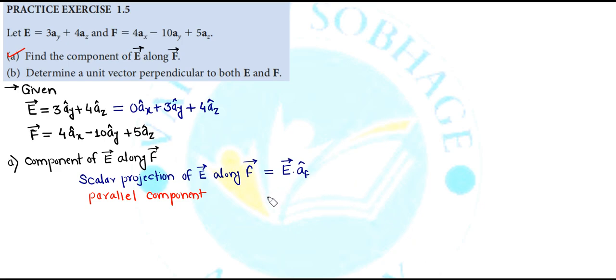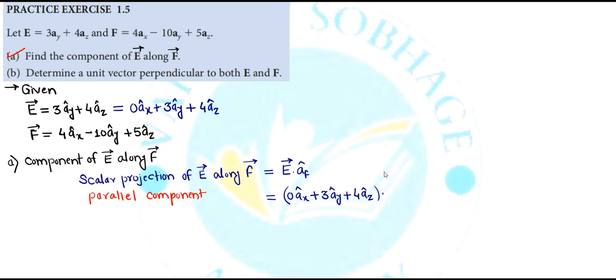So now we will write that vector E. What is vector E that we have? So vector E is 0ax plus 3ay plus 4az. This is your vector E, and it has the dot product with the unit vector of your other vector, that is vector F.